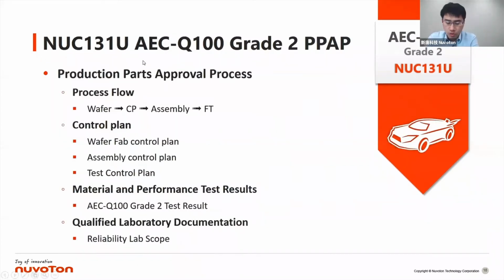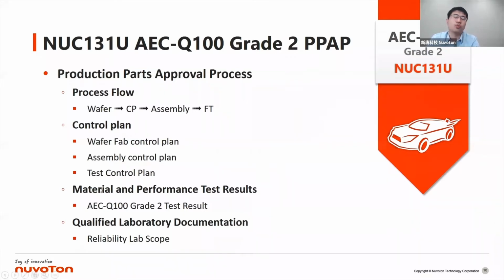Okay, and of course, when we pass the AEC-Q100, we will provide you the PPAP document. This document indicates our test conditions. For example, first in this PPAP document, we will provide the approval process. First is the process flow from wafer to assembly, and for the FT process, we will show how we control the quality from wafer to package to the real microcontroller. And we will show our control plan from wafer to assembly and the test control plan, just the same from wafer to assembly to our test condition. We will show how we control our quality.